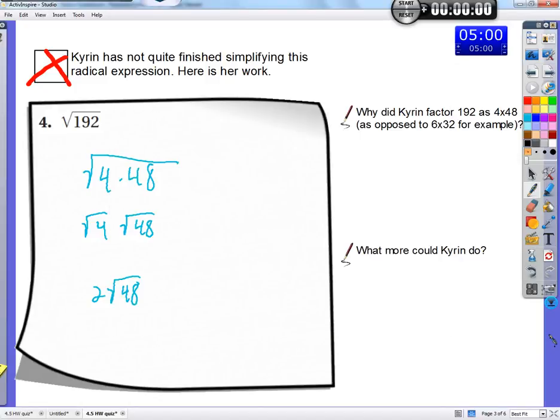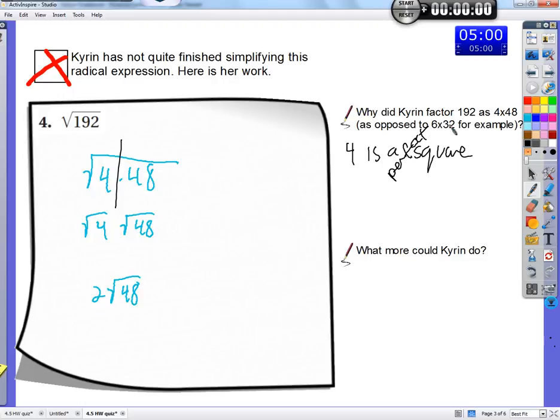4 is a perfect square. 4 is a square. Perfect square. I guess everything's a square. You can square something to get any number you want. So 4 is a perfect square. When we split this into two square roots, the square root of 4 will be perfectly 2.